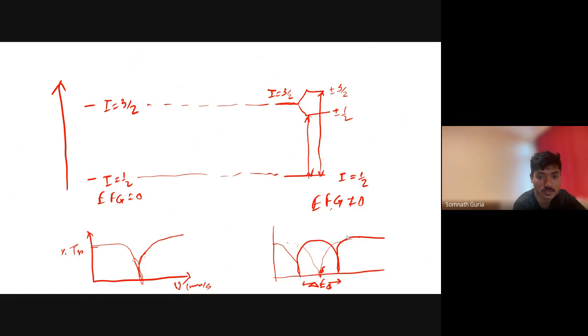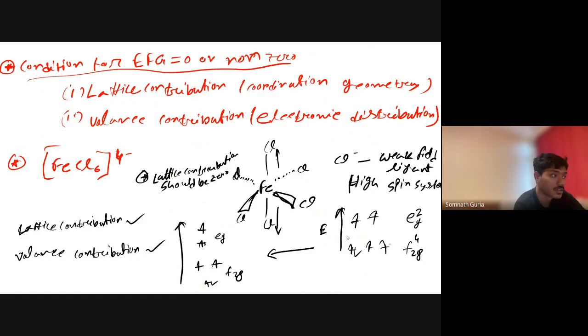If the complex has all the ligand field homogeneously distributed, then the EFG will be 0, and in that case we will get one line spectrum. On the other hand, we will get two lines for the iron system. And we have some examples.